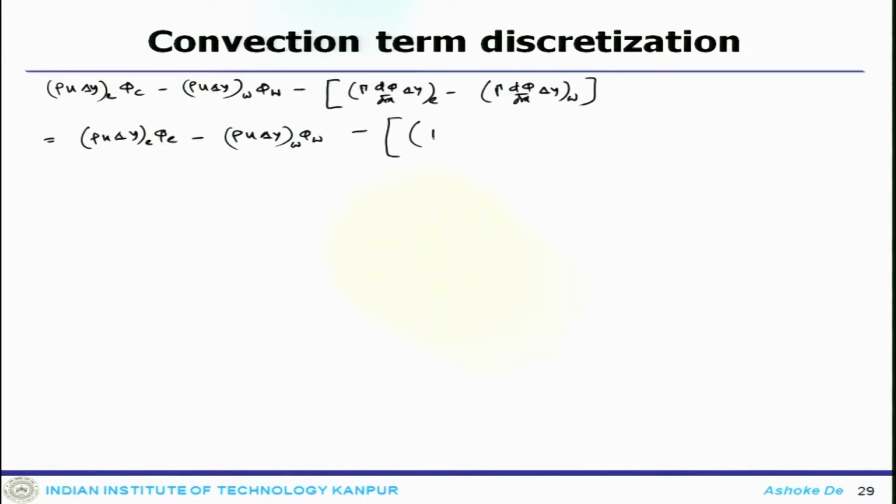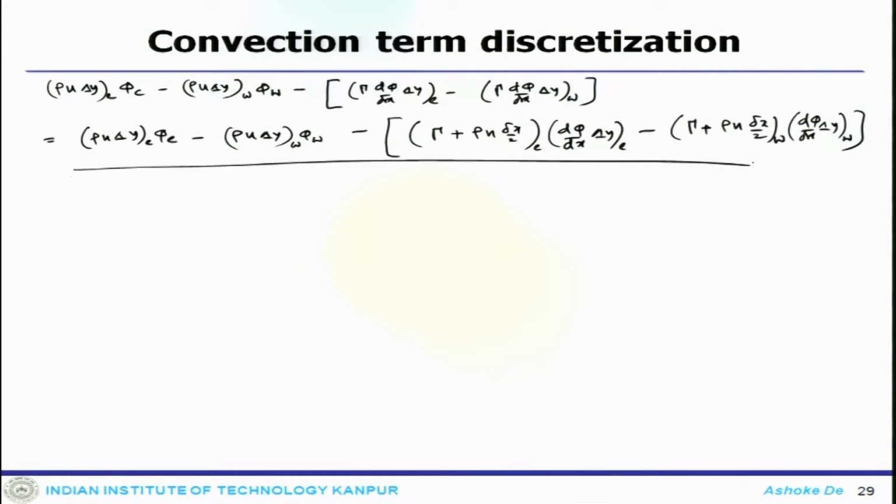minus gamma plus rho u del x by 2 at east face d phi by dx delta y at east face minus gamma plus rho u del x by 2 at west face d phi by dx delta y w. Now it is very clear what the discretized equation is that is solved. So, this is the equation that is now being solved.